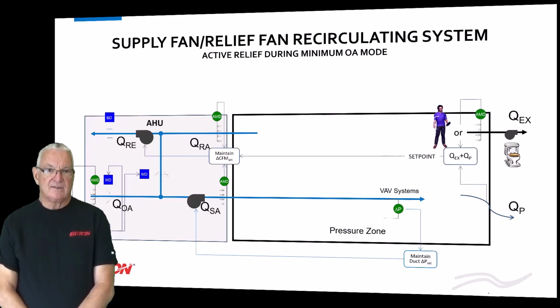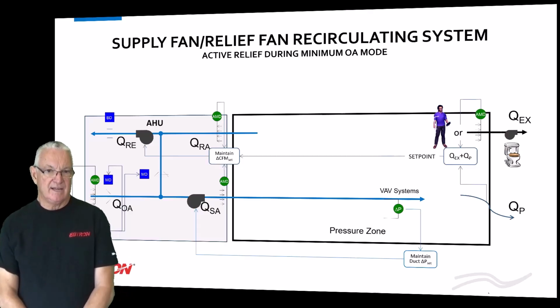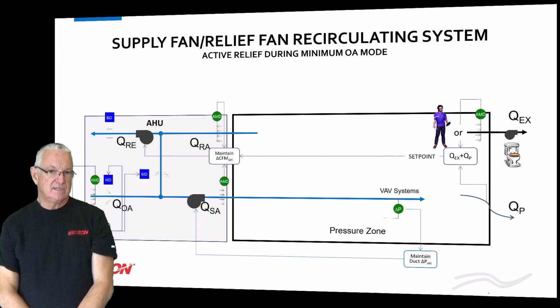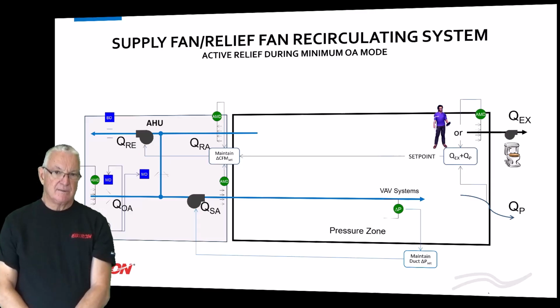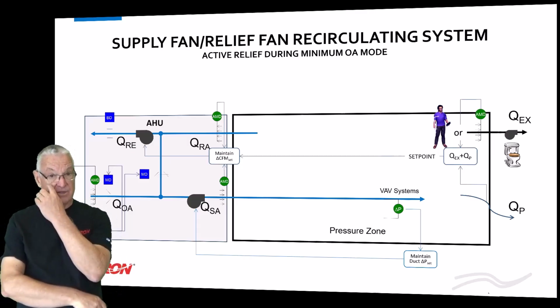When we start actively relieving, it's virtually the same thing as a supply return fan. We're using the outside airflow meter with the intake and recirc damper to maintain the outside airflow set point, and then we're controlling that relief fan to maintain the supply return airflow differential.